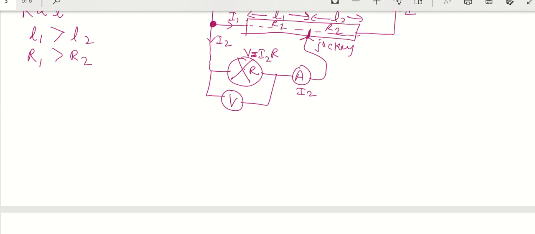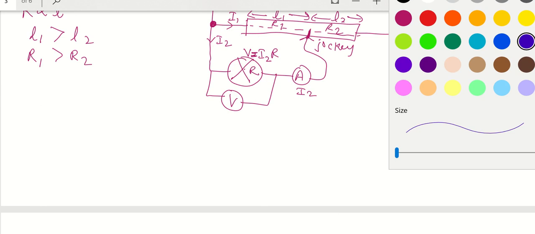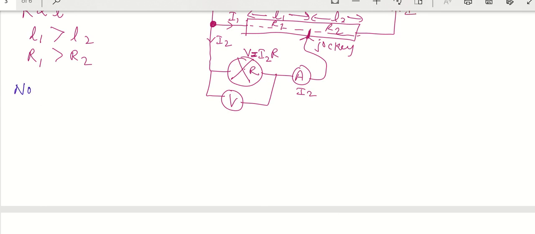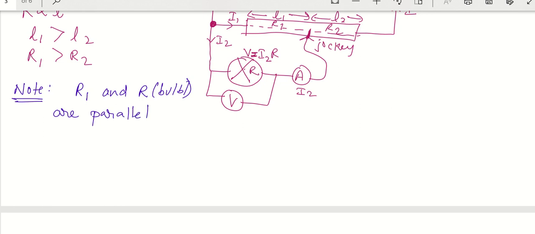What we have to observe here now? You have to observe certain things here, which is very important for us. Note that R1 and R of the bulb are parallel, which means if I have to do the total resistance for the parallel, it will be 1 by R1 plus 1 by R of the bulb.